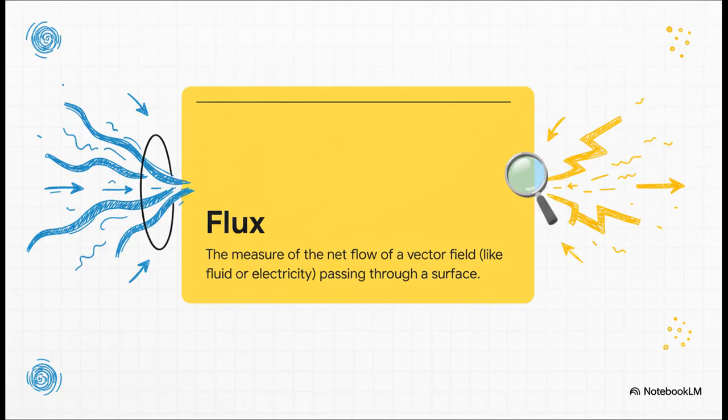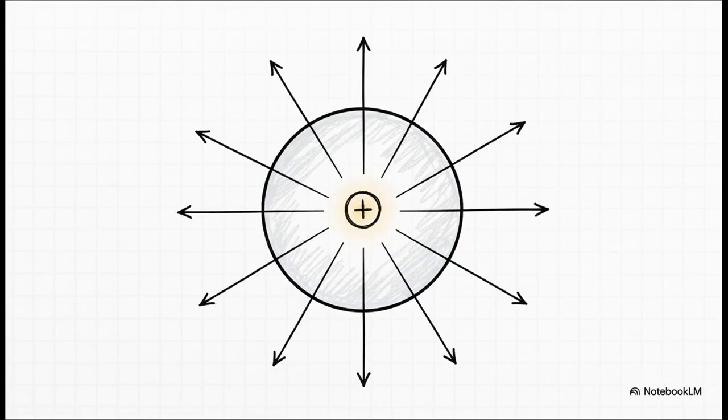Let's really focus on this idea of flux, because it's a huge deal. It's an incredibly powerful concept. It doesn't just tell you that, hey, water is flowing. No, it tells you exactly how many gallons per second are passing through that specific net. It actually quantifies the flow across a boundary, which makes it absolutely fundamental in physics and engineering. And believe me, this isn't just theory. A perfect real-world example is Gauss's law. It's amazing.